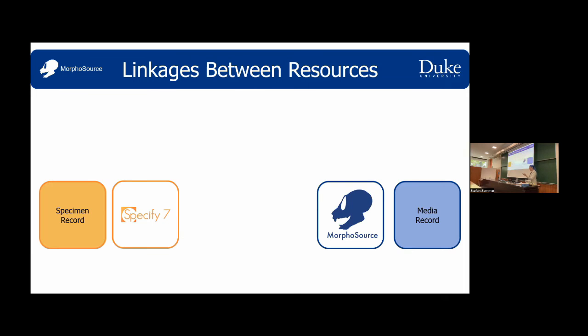So for instance, starting with Specify 7, if MorphoSource has the media record and Specify has a specimen record, you can then send via an IPT, you can aggregate your specimen records in GBIF, or I will admit thus far we have historically worked more closely with iDigBio, which is not only US, but it is a US project. It's sort of the American equivalent of GBIF, but they all speak the same language. So we definitely plan to be working more closely with GBIF in the future.